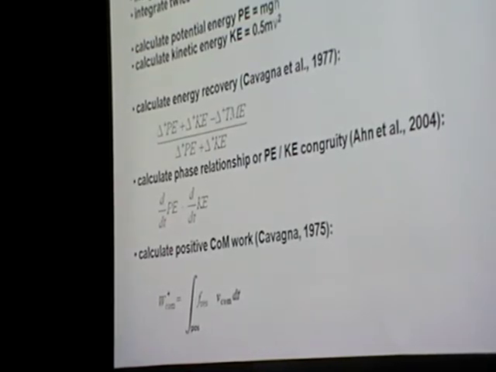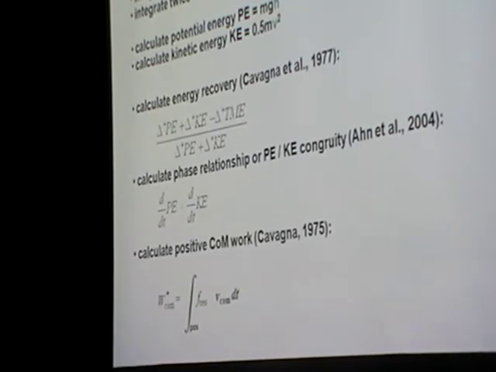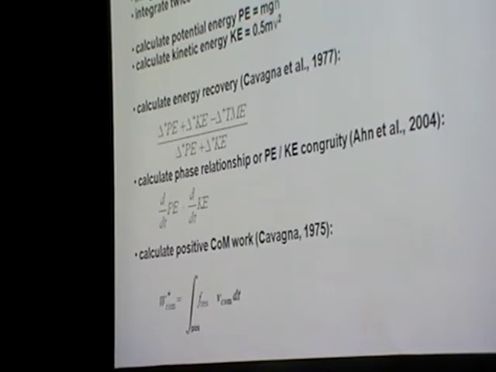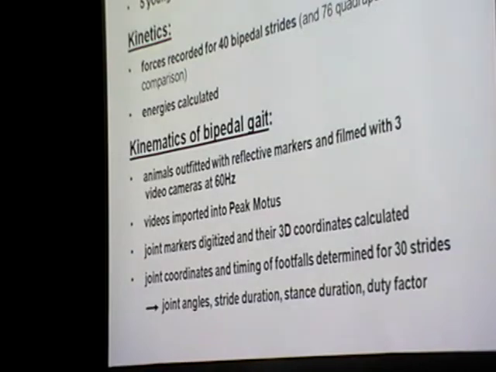And finally, there's an equation that allows you to calculate how much work the muscles have to perform to accelerate the center of mass up and down. So this is simply what we adopted for our capuchin study, but we also wanted to get some basic kinematics and see how similar the movement patterns that these guys use in their bipedal gait are to what we do when we walk or run around.